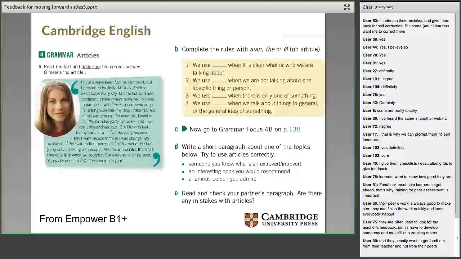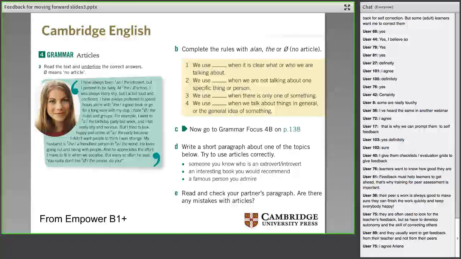So they're kind of assessing themselves. They've got that focus. And then the final one, E, read and check your partner's paragraphs. Are there any mistakes with articles? So the partner who's reading can refer back to the rules above, okay, and to the grammar focus at the back of the book. And then it's really helping them step by step. Okay. And best with really short tasks as well.